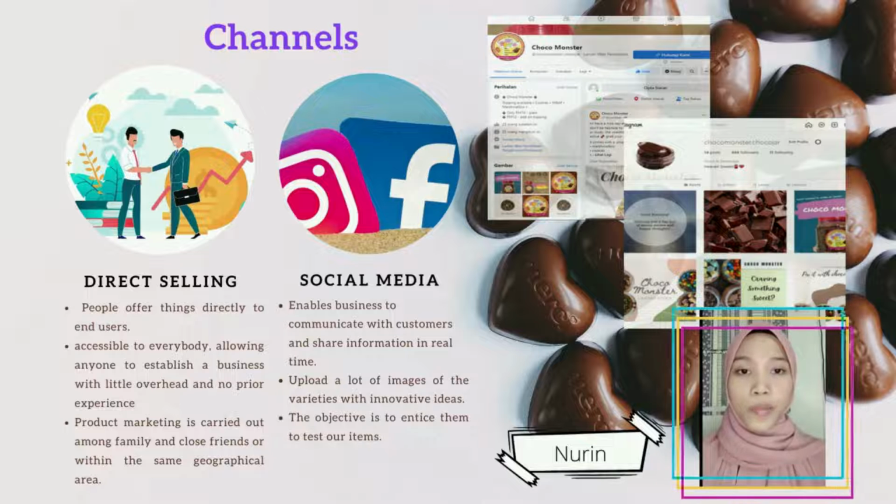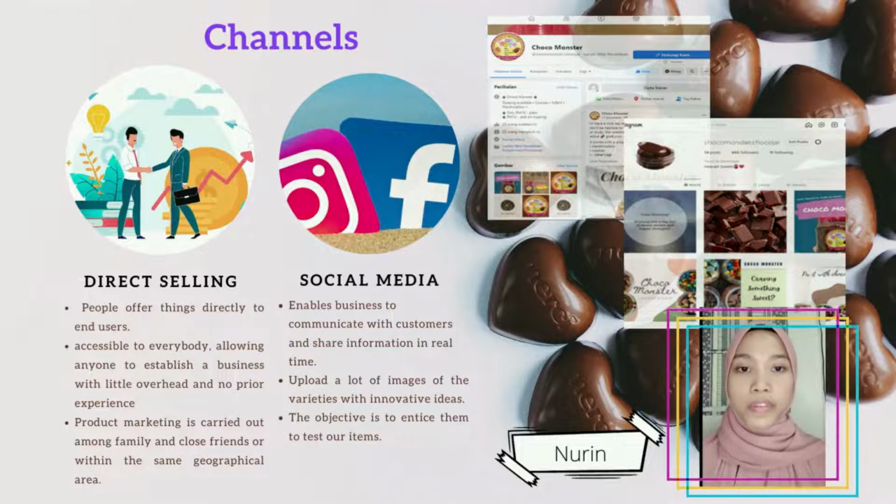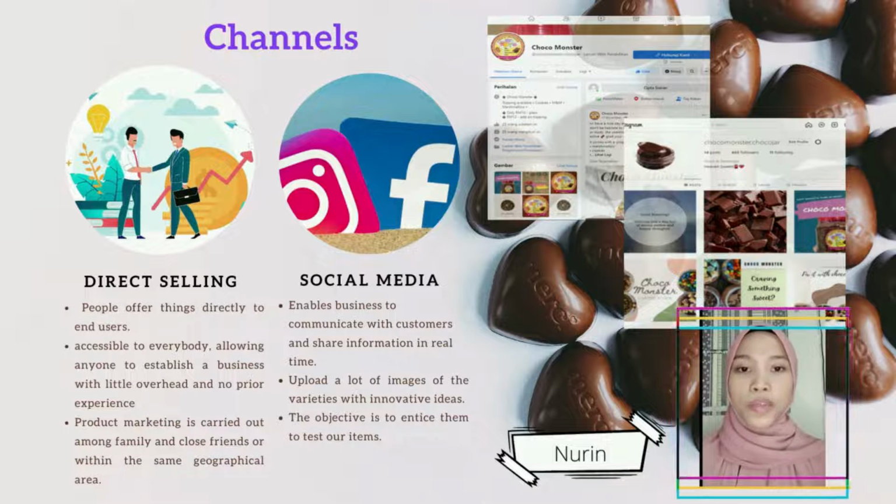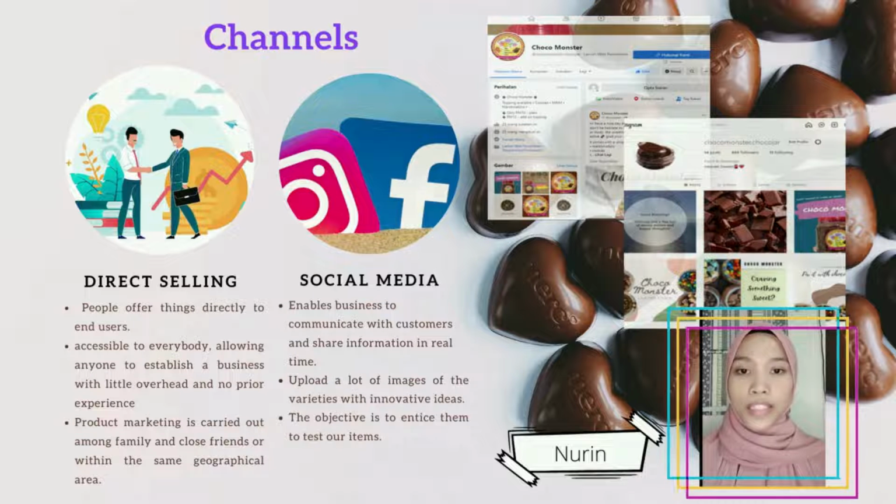The goal of marketing is to get people to notice and understand the items or services we offer. We are actively releasing interesting product design photos that are linked to our business. For example, we plan to upload a lot of images of the varieties we'll be launching with innovative ideas. The objective is to entice them to test our items.